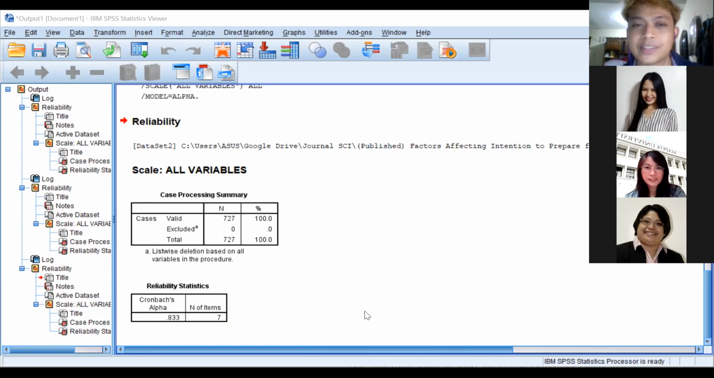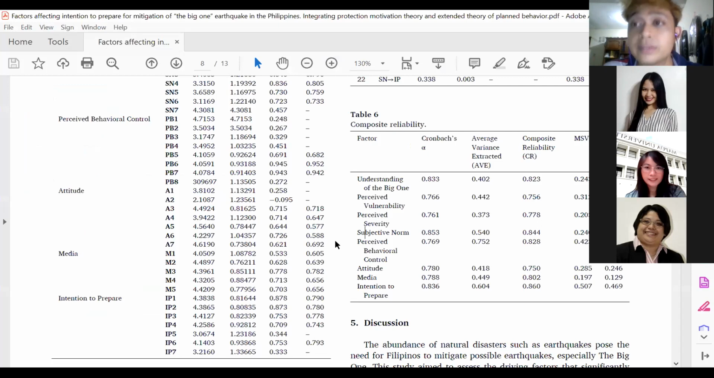Can we use the Cronbach's alpha in Minitab? Yes, it will give us the same result, right? Exactly, the same result. We can do it too.